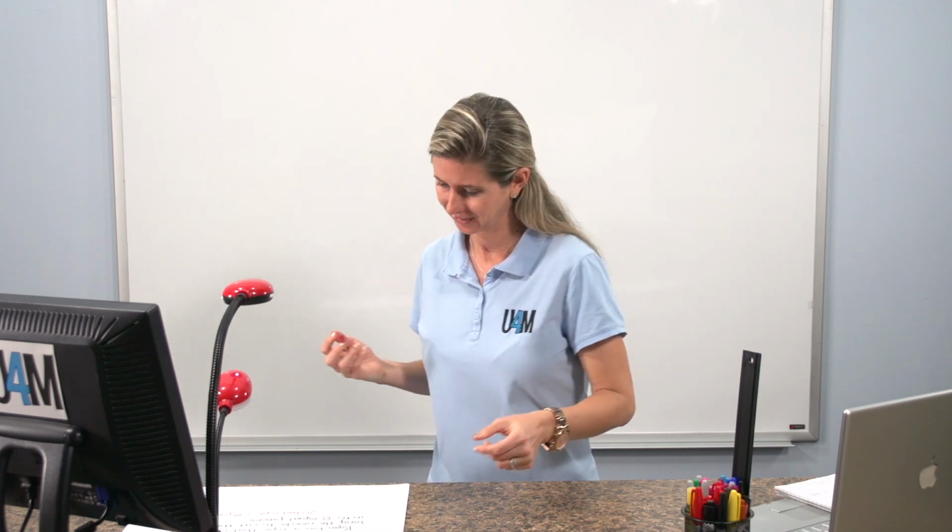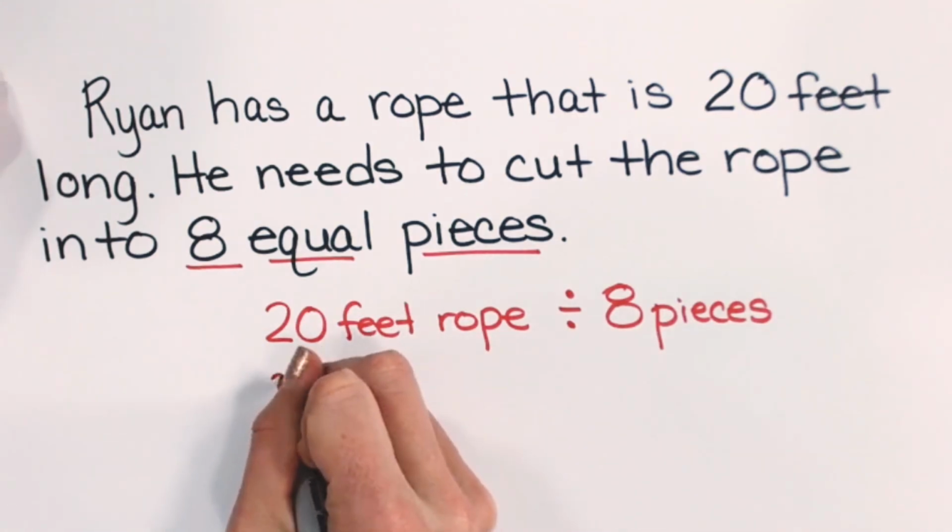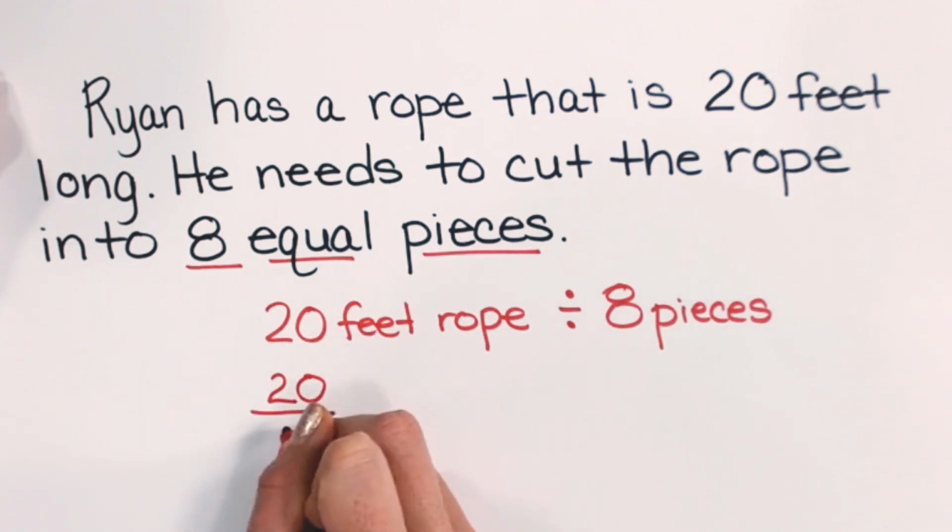To interpret this as a division problem, we're going to take what's being used, our 20 feet, and divide that by putting a fraction bar by our denominator, which is 8. That's how many pieces we're breaking it up into. So I have 20 divided by 8.